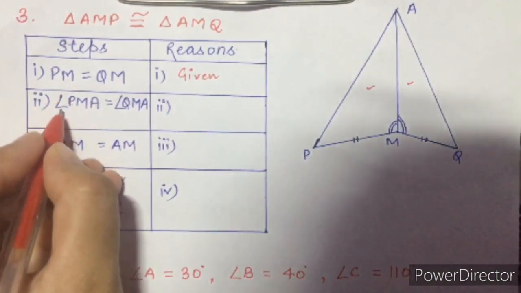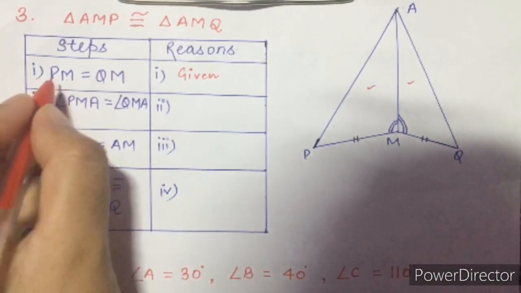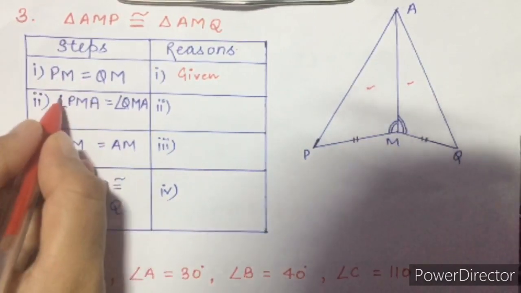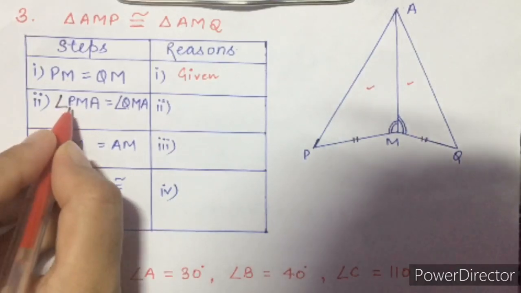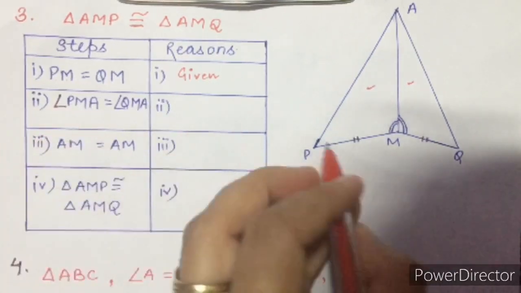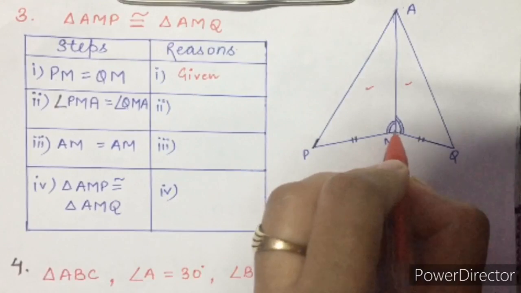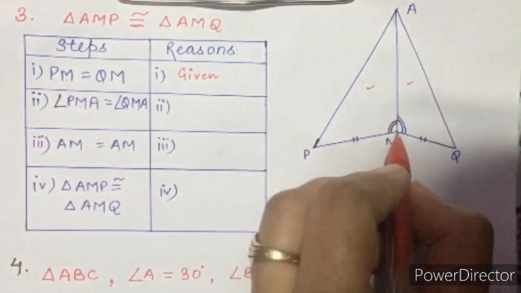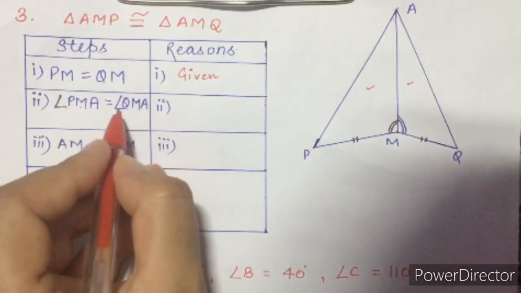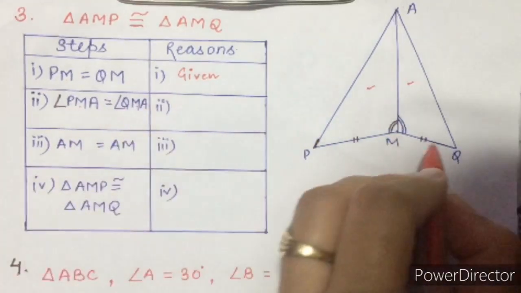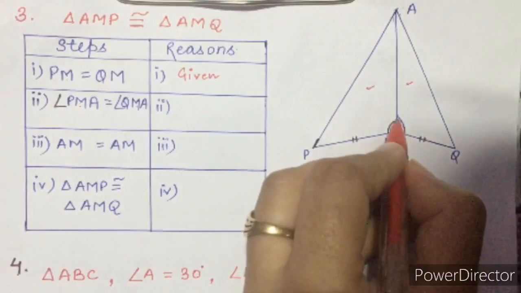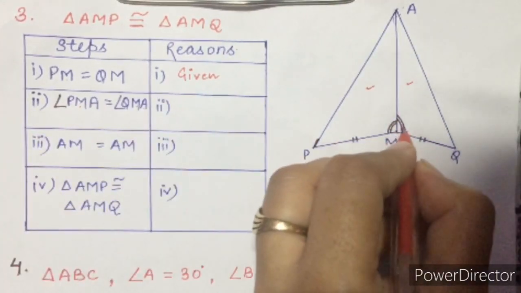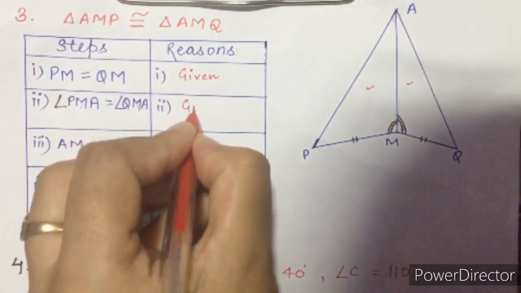PMA, this is the symbol of angle, student. If nothing is written, two points are there. This is the symbol of line segment. If this symbol is given, that means they are talking about angle. Okay, PMA. Where is my PMA? M letter is in between, so they are talking about this angle. Is equal to QMA, that means they are talking about this angle. This angle is equal to this angle. So it is also given in the question because this is congruent.